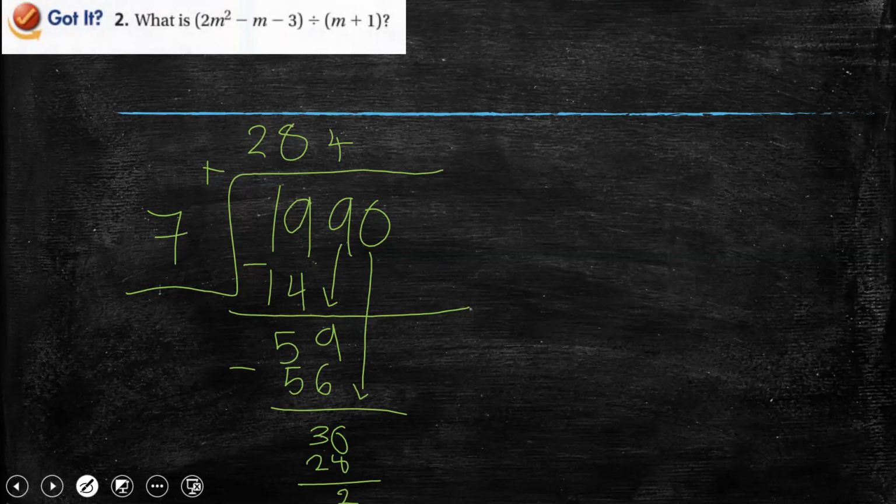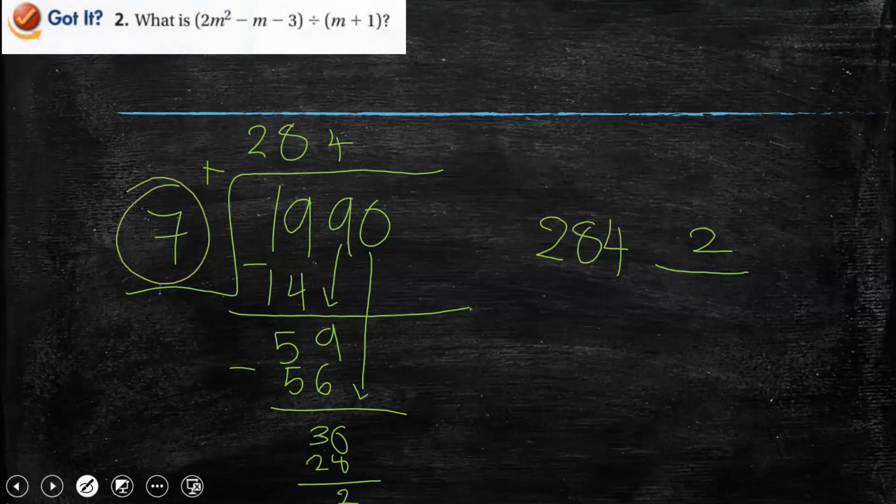Okay, how can I write it now? You write it as 284 and 2 over what? Over 7. Bravo. As a mixed number, it will become 284 and 2 over 7.